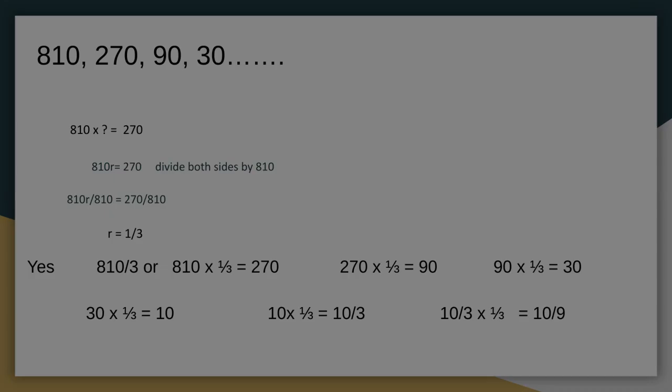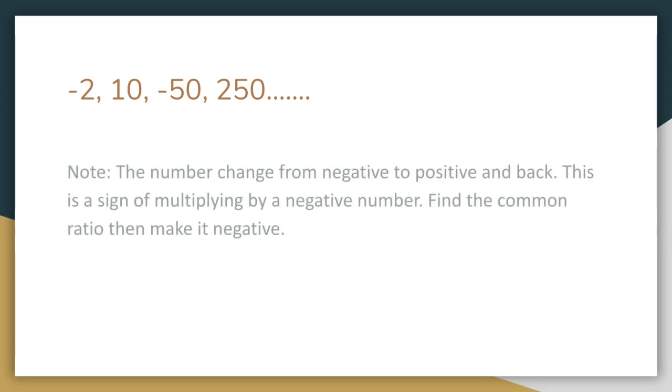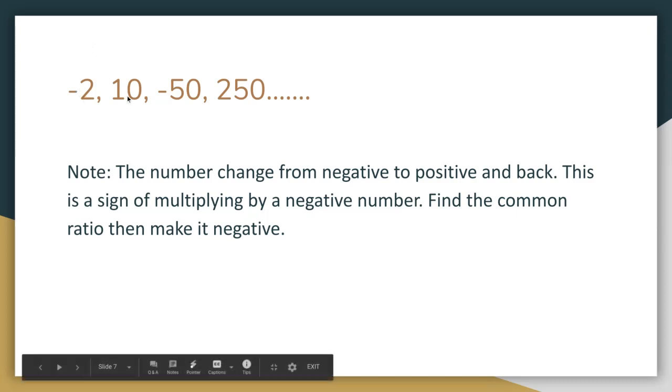So let's look at the next one. This one's going to look a little different because we go from negative to positive, negative to positive. When I see something like that, this automatically means that the number changes from negative to positive and back. This is a sign of multiplying by a negative number, because -2 gets multiplied by a negative, and a negative times a negative is a positive.